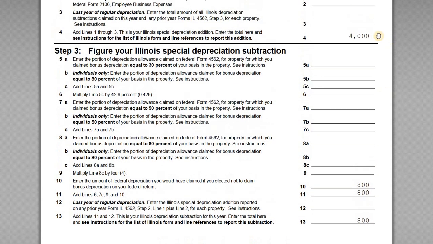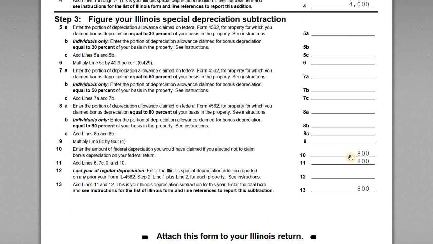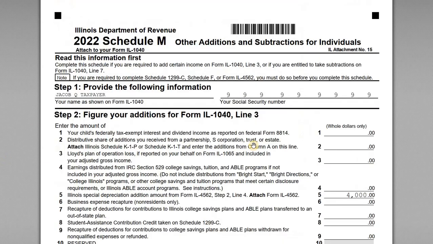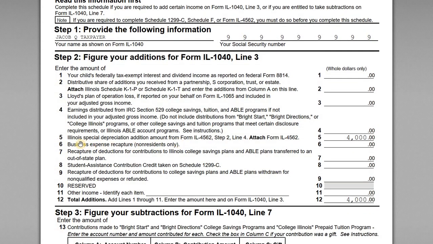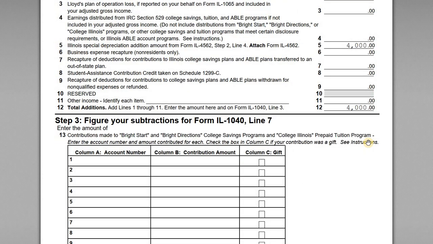So in this case, we're having an add back of $4,000, and then we're deducting $800 of depreciation that would be allowed for both federal and Illinois state tax purposes. So once those are completed, then we can move on to Schedule M, where we summarize all those additions and subtractions. So in Step 2, line 5, we have the Illinois Special Depreciation Addition from IL-4562. So there's our $4,000 addition.